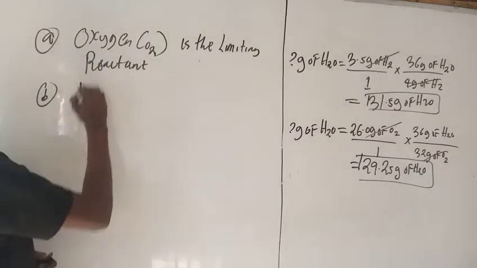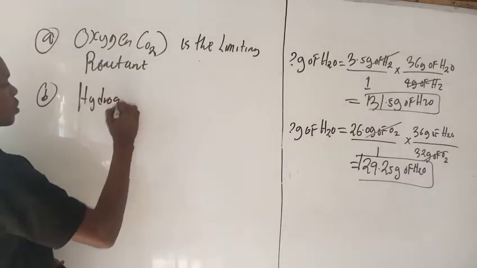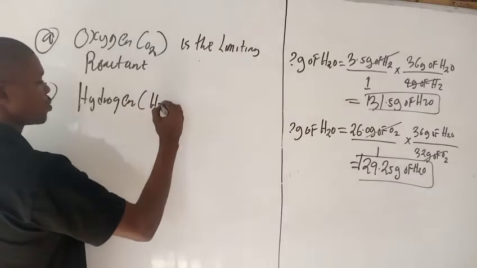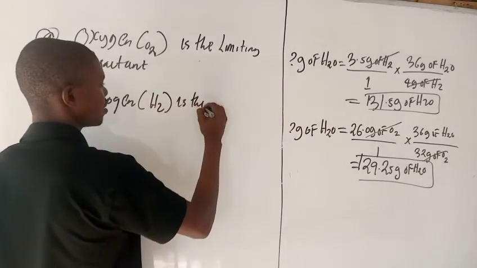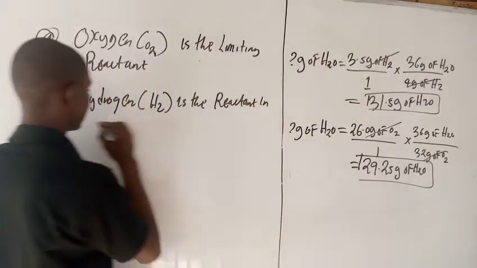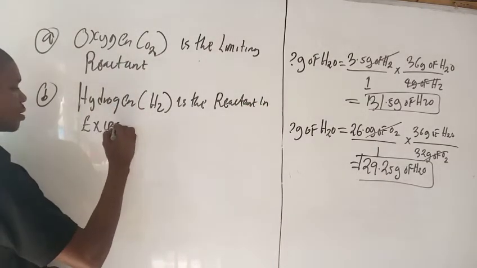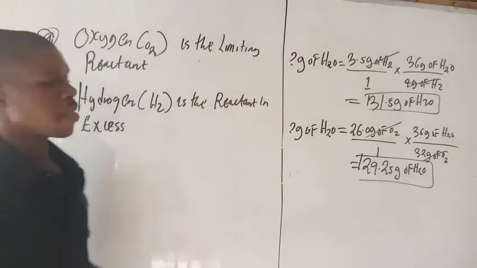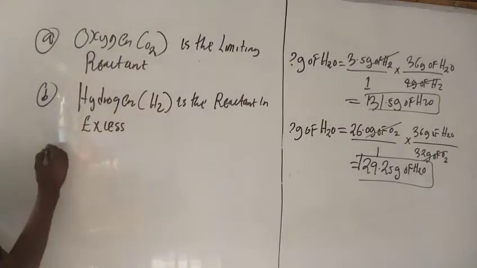So hydrogen, H2, is the reactant in excess. You get? Good. So the next one is C.